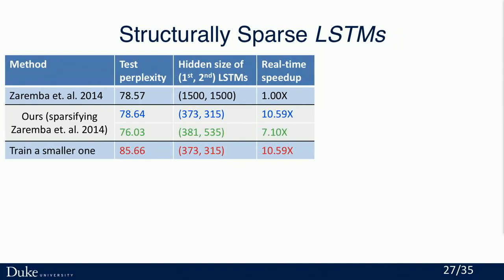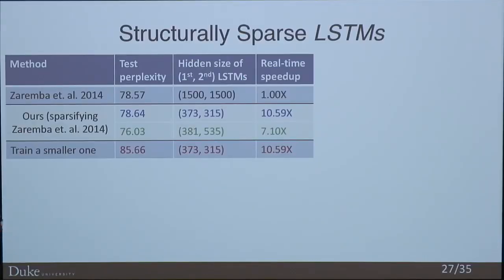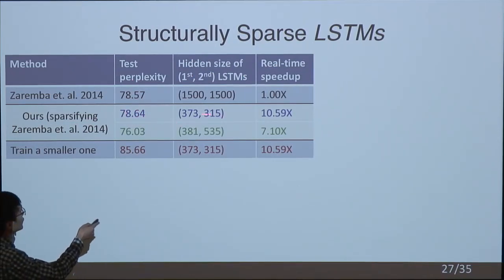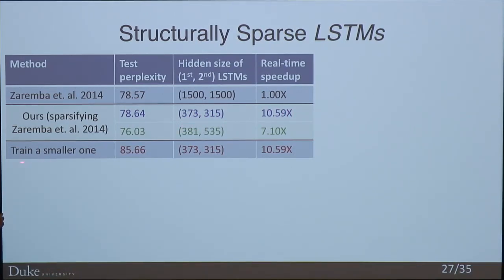So we use this baseline, and we originally have a 1,500 hidden size. Using our approach, we keep the original perplexity, but we reduce the size, so we get a significant speed up. To answer your question, can we train a smaller model and get the same performance? We did the experiments here. We trained the same LSTM, with the same hidden size, but from scratch. Training the smaller one from scratch, the perplexity is much worse than learning to prune it down.